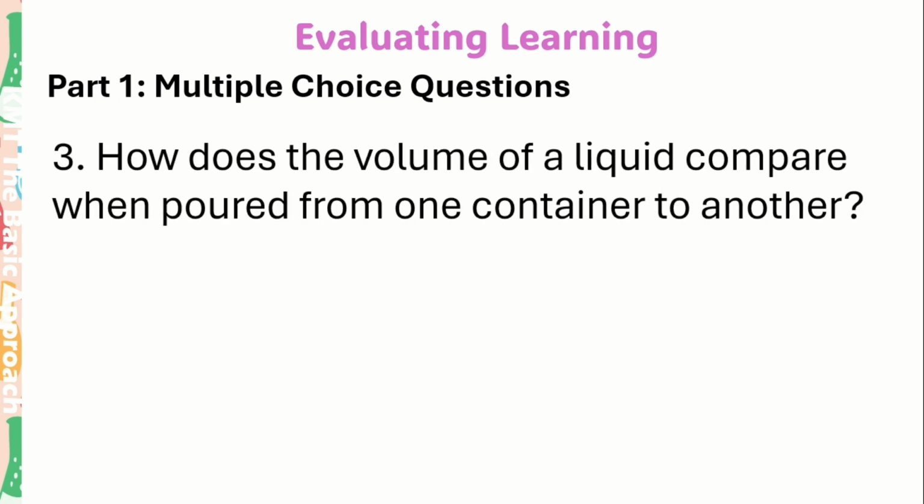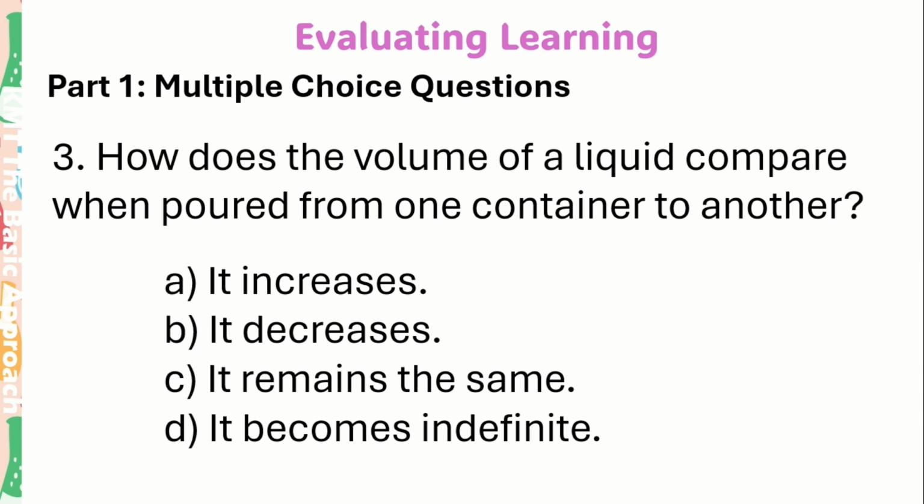Number 3. How does the volume of a liquid compare when poured from one container to another? A. It increases. B. It decreases. C. It remains the same. D. It becomes indefinite. What is the correct answer? Amazing! The correct answer is letter C. It remains the same.